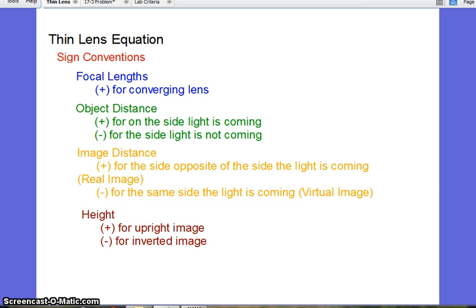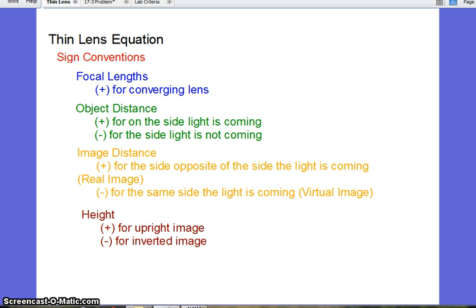So let's look at some sign conventions. For us, we're only dealing with converging lenses here for this first part. And so for a converging lens, the focal length is positive. Of course, then for a diverging lens, it would be negative. But we're only going to work with converging lenses for now. So positive focal lengths at all times.